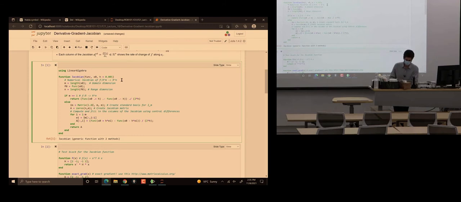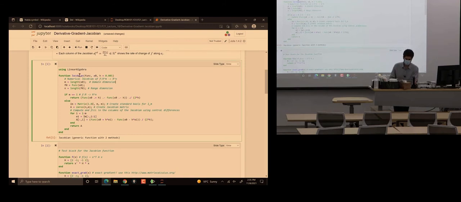I'm using the linear algebra package, as usual. My Jacobian function takes an object that is any function. I don't want to write my Jacobian for a specific function, so I assume that we will pass a function as an object later. You pass the object of the function without parentheses. x0 is my operating point, wherever I want to evaluate the Jacobian. H is the step size. I'm setting a default value. In all the examples, I'm not changing it, but you can change it, of course.